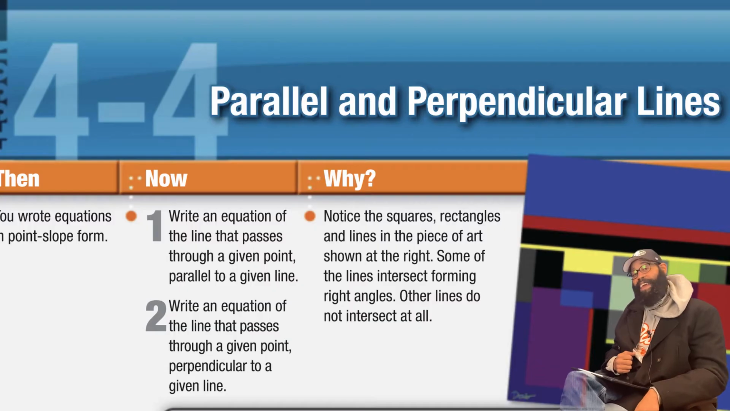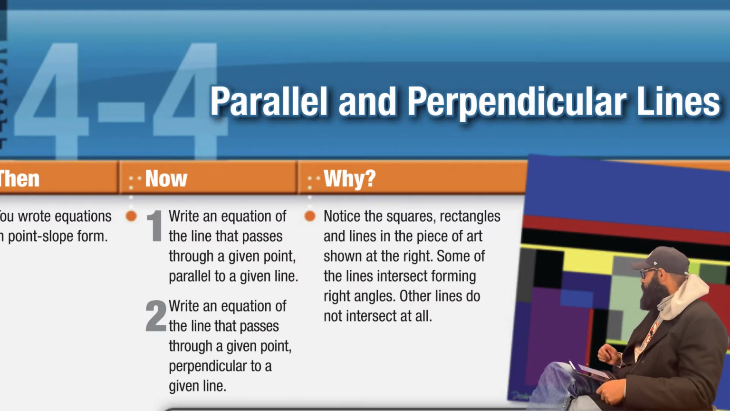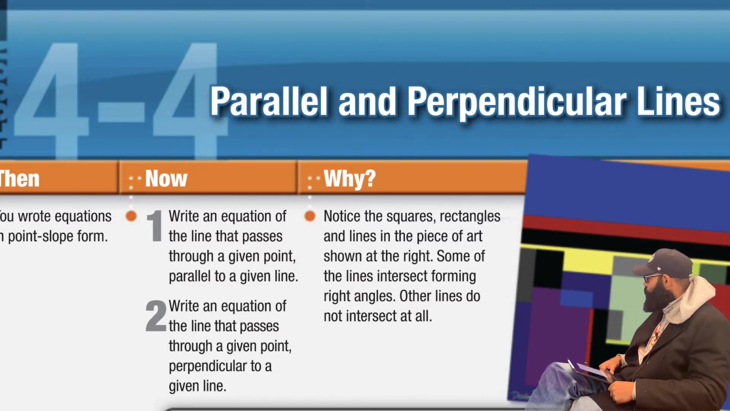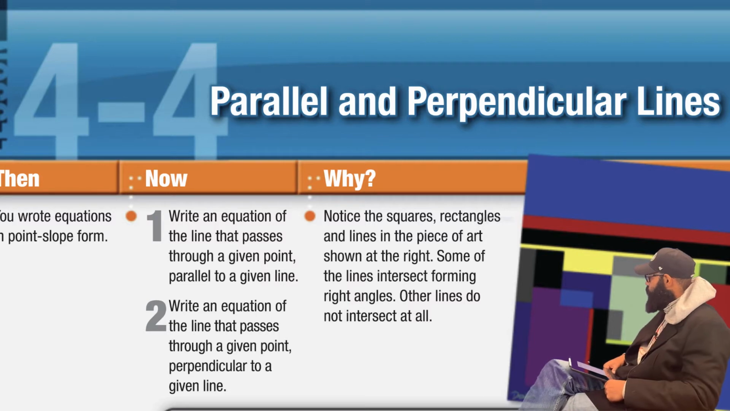Let's see what we're taking care of today. Textbook learning objective: write an equation of the line that passes through a given point parallel to a given line. Second objective: write an equation of the line that passes through a given point perpendicular to a given line.